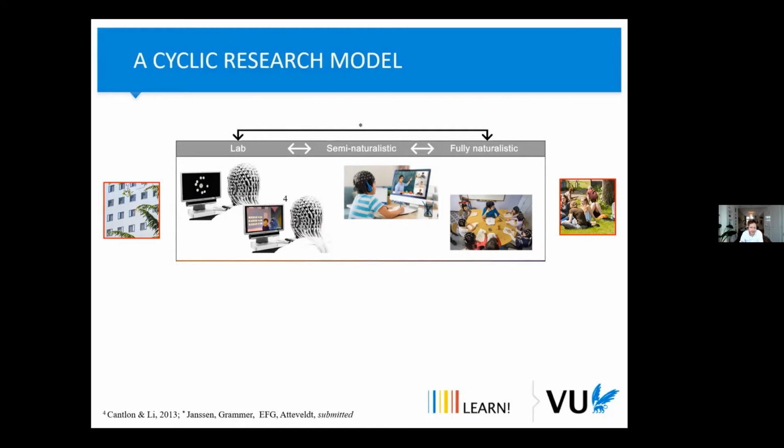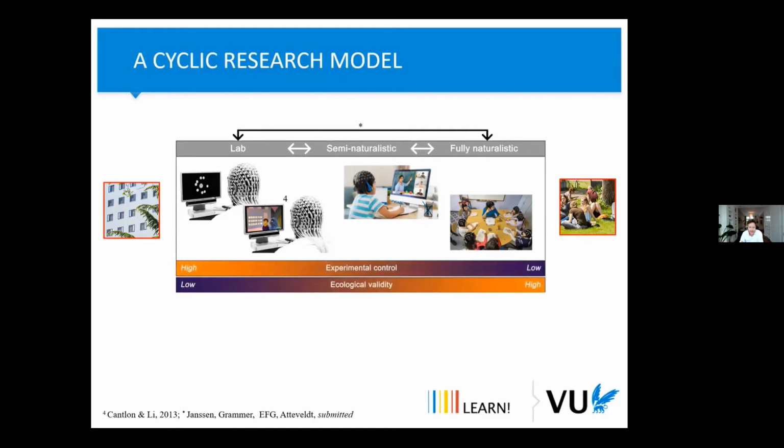So as you can see, these study designs vary on two dimensions, and these are experimental control and ecological validity. If you go from the left to the right, experimental control will drop, will become lower, while the ecological validity will become higher. So these two dimensions are inversely related, and therefore it is always a trade-off, you could say, for each research design.